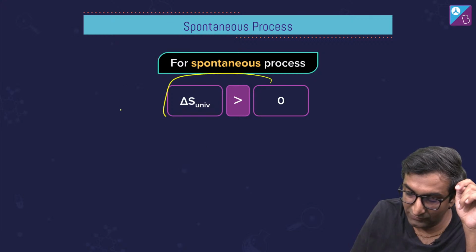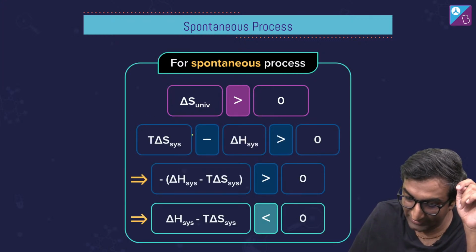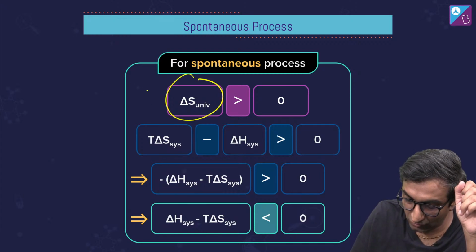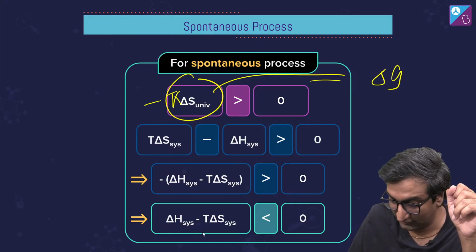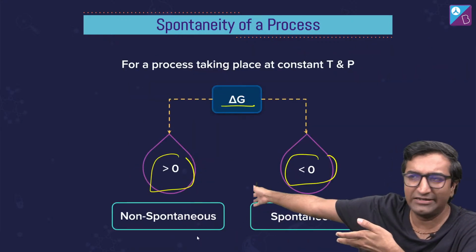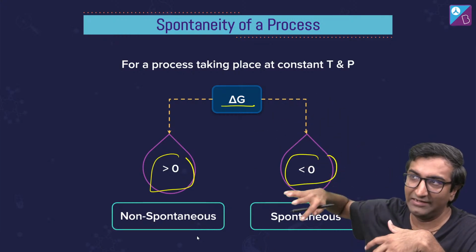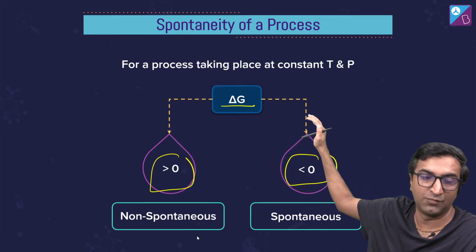For a spontaneous process, delta S universe is going to be greater than 0. And here I am saying that why don't we just call this whole thing, times T with a negative sign, to be equal to delta G. I am not saying this; awesome physicists and chemists figured this out. So with that definition, it turns out that a negative value of delta G makes it spontaneous, and a positive value of delta G makes it non-spontaneous.